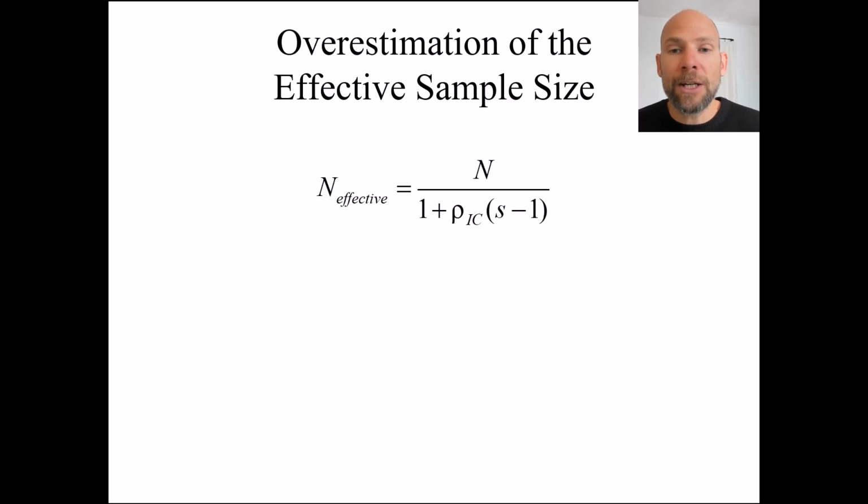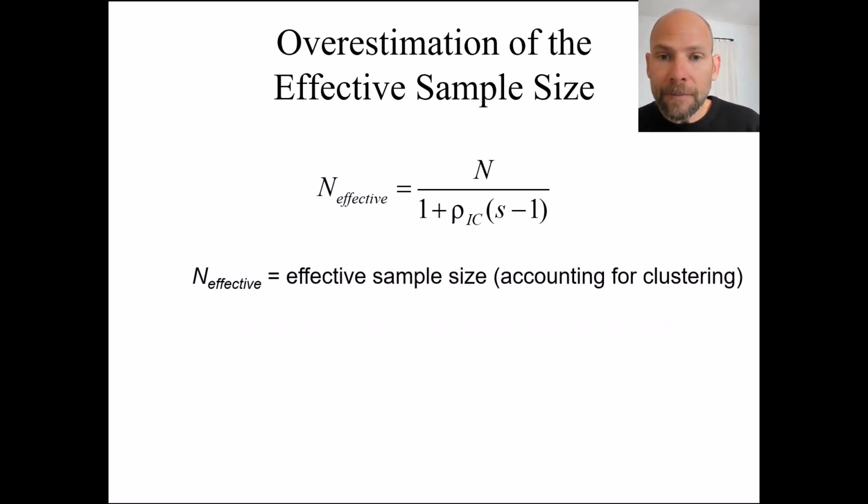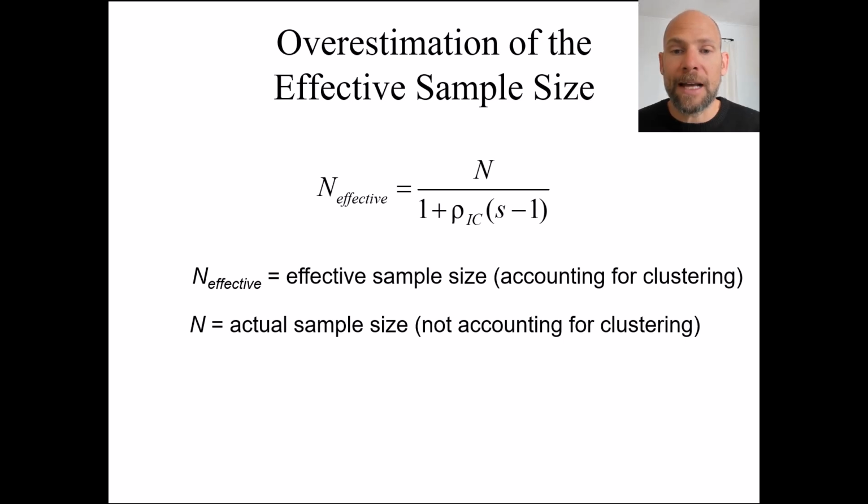Before I do this, I want to show you real quick how the overestimation of the effective sample size is related to the intra-class correlation coefficient. In this formula, you can see that the effective sample size on the left-hand side of the equation is a function of the actual sample size n, in the numerator here. This would be the sample size if you ignored clustering. And then in the denominator, you have the intra-class correlation, rho IC, and S, which is the mean cluster size, so the mean size of your organizations.